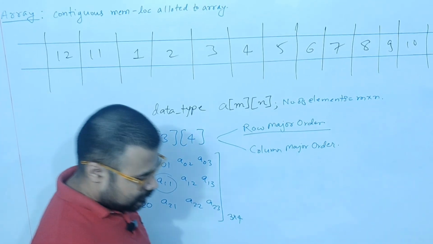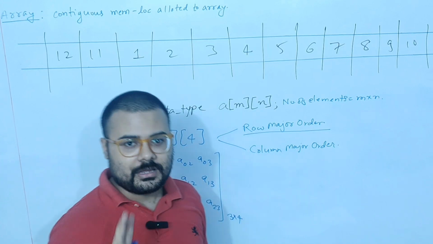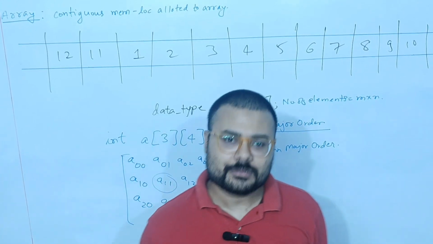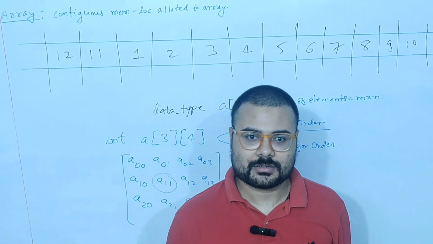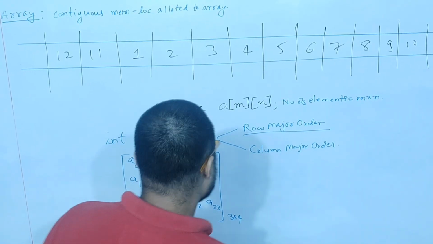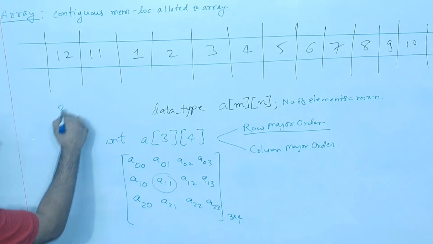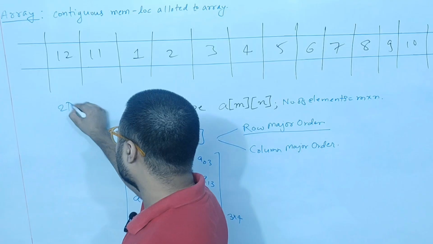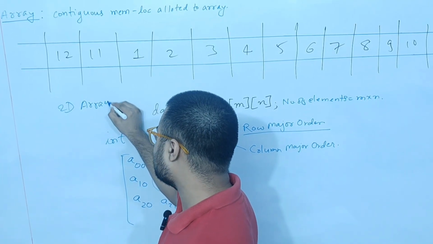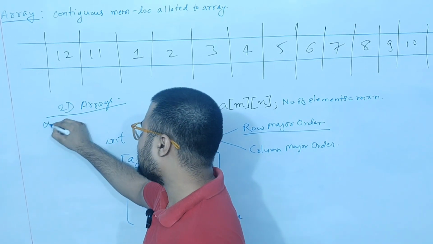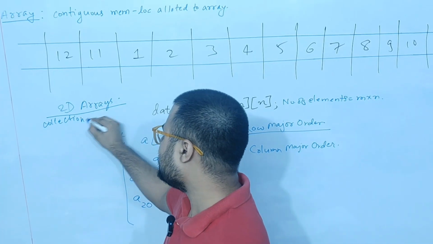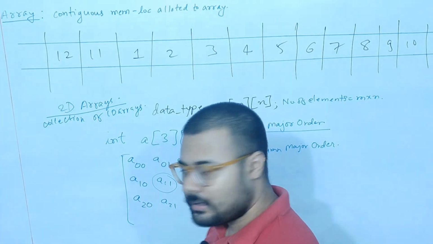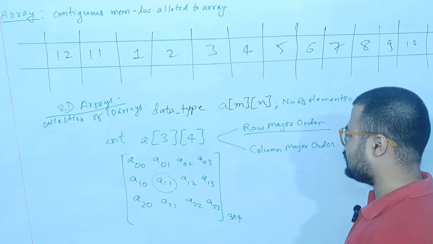Actually, you can think of a 2D array as a collection of 1D arrays. Similarly, 3D arrays are a collection of 2D arrays. So a 2D array is a collection of 1D arrays.